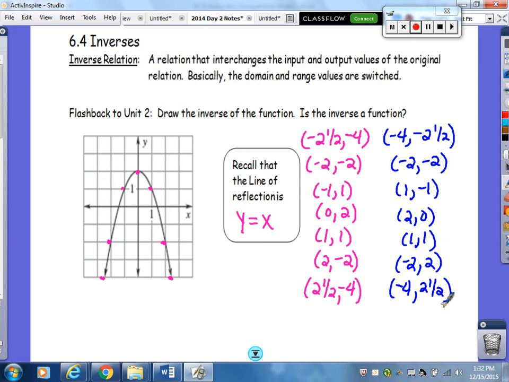All right, let's do this. So (-4, -2.5), (-2, -2), (1, -1), (2, 0), (1, 1), (-2, 2), and (-4, 2.5). So let's connect those. So that's the inverse. So like I said, we did this in Unit 2. And here, notice that the vertical line test, all right, it's going to touch your line twice, so that means our inverse is not a function. That's going to come into play here in a moment when we do this algebraically.